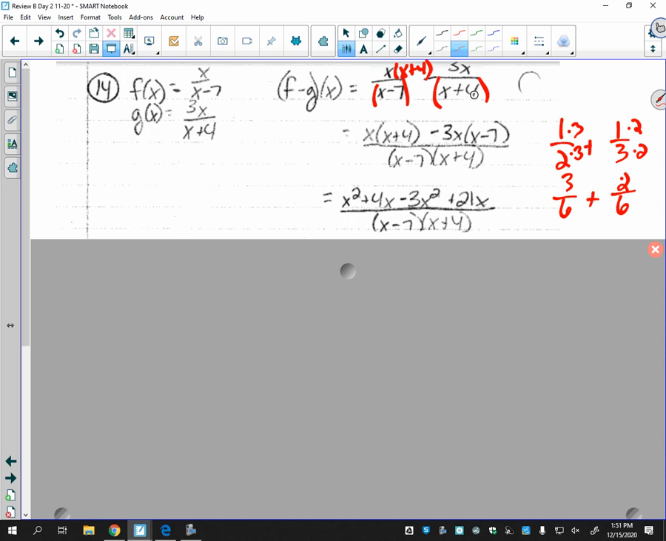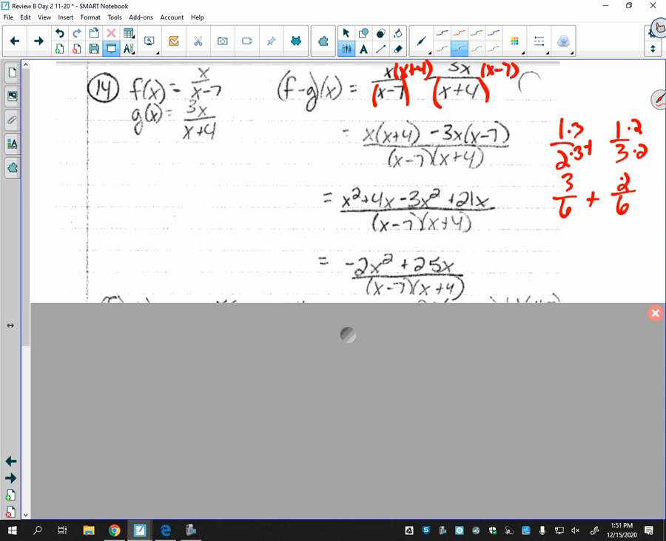And on this one I have the x plus 4, but I'm missing the x minus 7. So to make my denominator work, I have to multiply the top by what's missing. And then I never touch the denominator. You can work it out if you want. But the numerator, we can distribute out, and we can combine like terms. So then I just distributed my x's. Watch my negative sign. And then I left my answer like this: negative 2x squared plus 25x over x minus 7 times x plus 4. If you distributed it out, that's okay too.